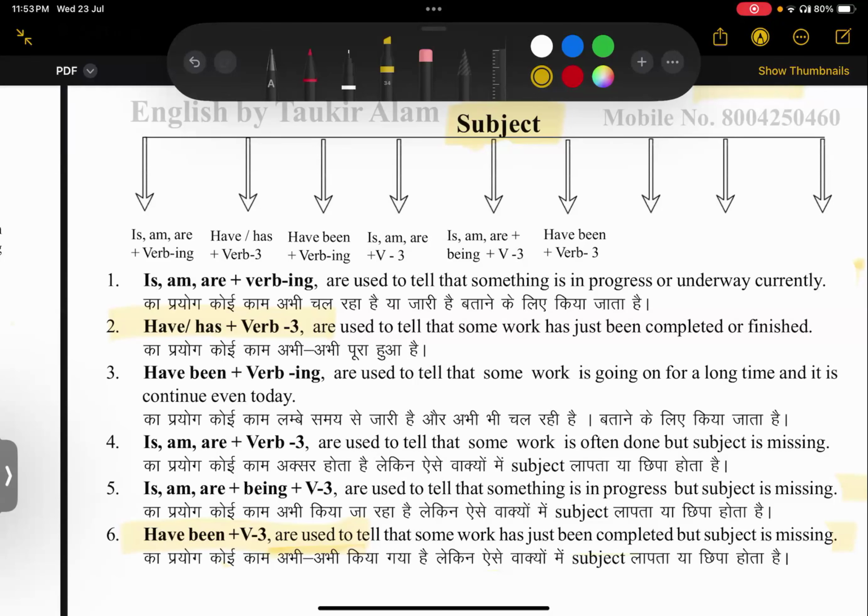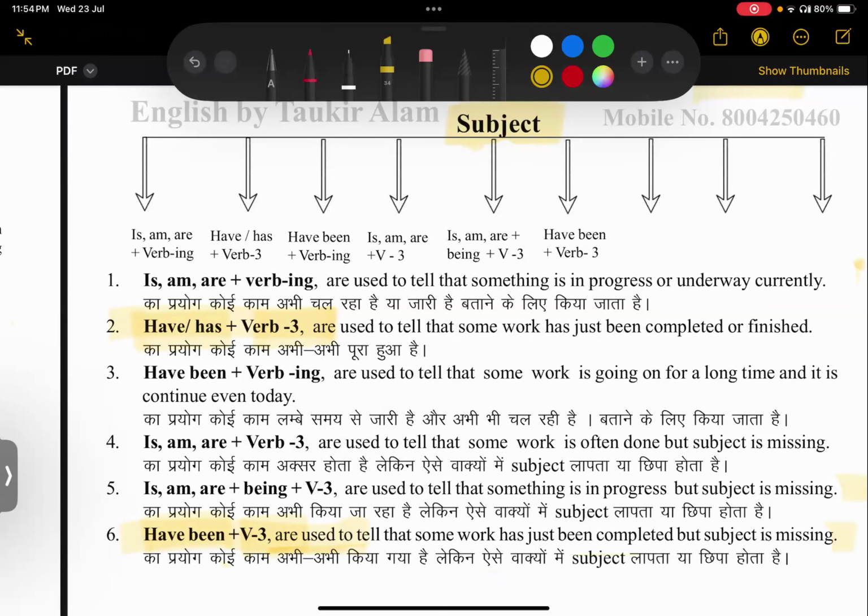Well, I'm going to tell you, have been plus ing form. Okay, very first I'm going to talk about similarity. What is the similar thing in have/has plus third form, and have been plus third form? So what is the similarity? Similarity is that in both structures, the work had just finished.